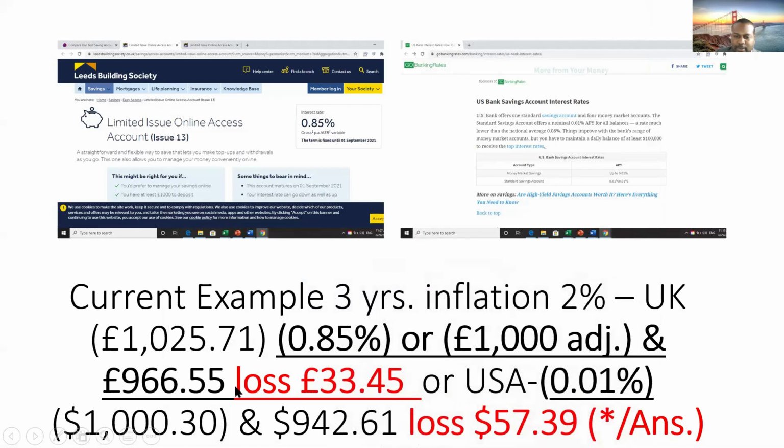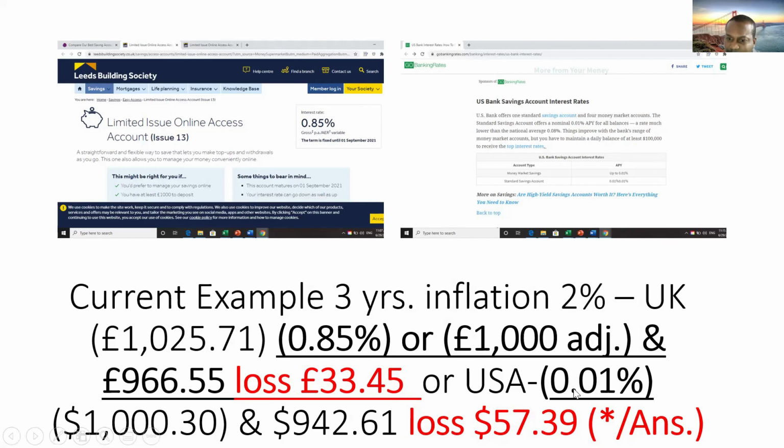We have 966.55. So basically, if we adjust it in real terms, the 1,025 is not actually 1,025. Moving forward is actually 966.55. So it's this figure. So moving forward, it looks like you've made 25, but in real terms, you've not made 25. The money you have in real terms is actually 966.55, and you've actually lost 33.45 if you were to use this principle, if you take into account the rate of inflation.